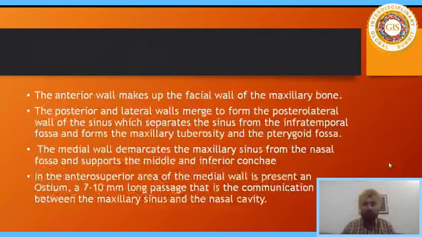The anterior wall makes up the facial wall of the maxillary bone. The posterior and lateral walls merge to form the posterolateral wall of the sinus, which separates the sinus from the infratemporal fossa and forms the maxillary tuberosity and the pterygoid fossa. The medial wall demarcates the maxillary sinus from the nasal fossa and supports the middle and inferior concha. In the anterosuperior area of the medial wall is present an ostium, a 7 to 10 mm long passage that is the communication between the maxillary sinus and the nasal cavity.